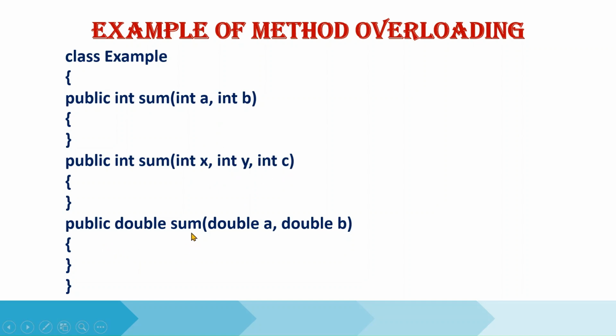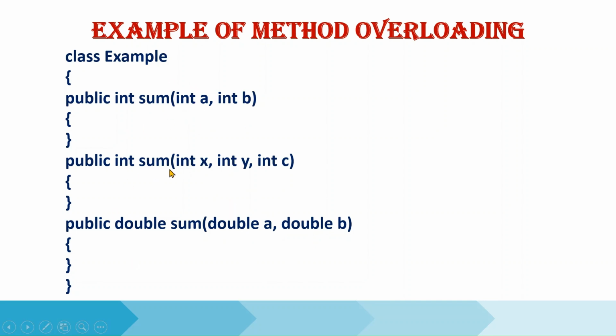Now if you see the third one, the method name should still be the same. The return value is double, and here you can see the variables a and b are both of double data type. So here the count is 2, and here the count is 2. Then how can you differentiate? Here it is an integer, here it is a double. So that can make a difference.